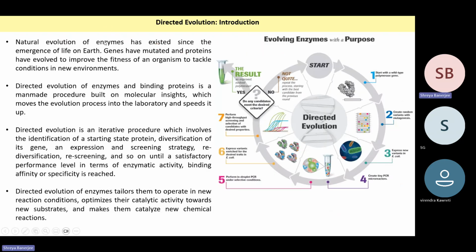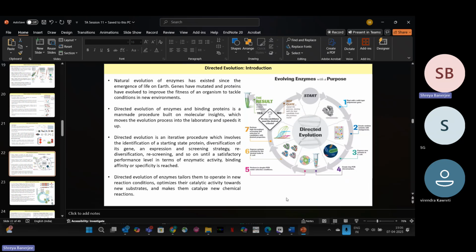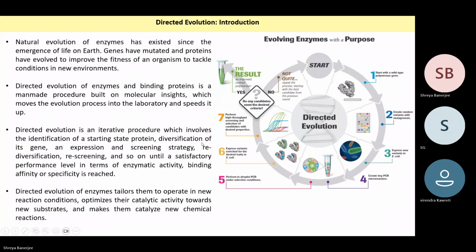Now, about directed evolution. So now we will discuss the concept of directed evolution. Natural evolution of enzymes has existed since the emergence of life on Earth. Genes have mutated and proteins have evolved to improve the fitness of an organism to tackle conditions in new environments. Directed evolution of enzymes and binding proteins is a man-made process built on molecular insights, which moves the evolution process into the laboratory and speeds it up.